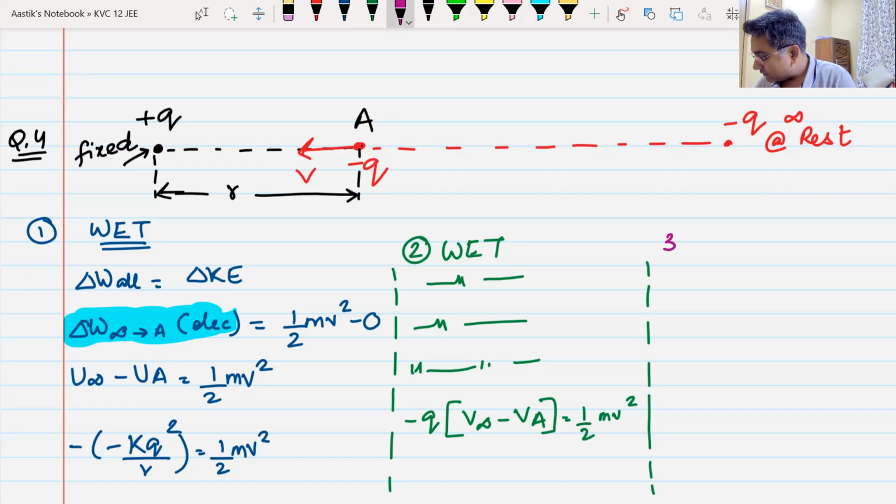The third tarika is lock me, our favorite lock me. What is this lock me?